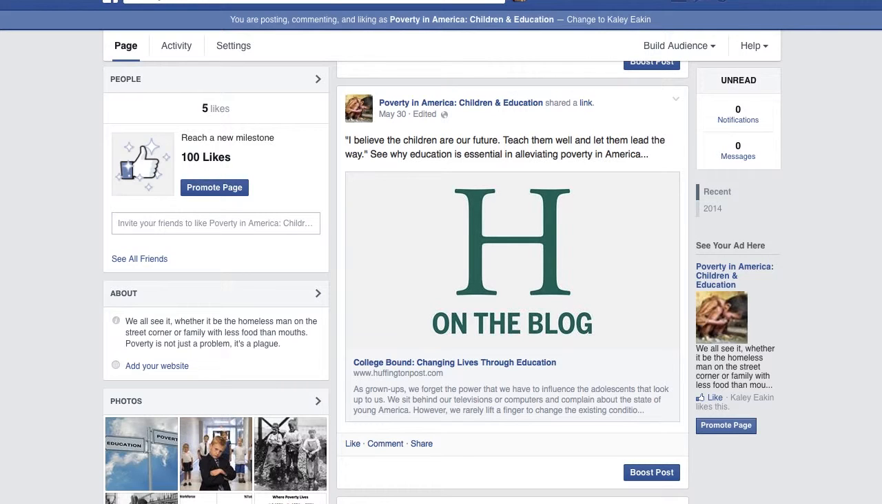This is an article from the Huffington Post explaining how children represent our country's future. That's a pretty important role that should be taken seriously. In order to set our youth up for success and ease poverty for generations to come, a strong educational system is essential.